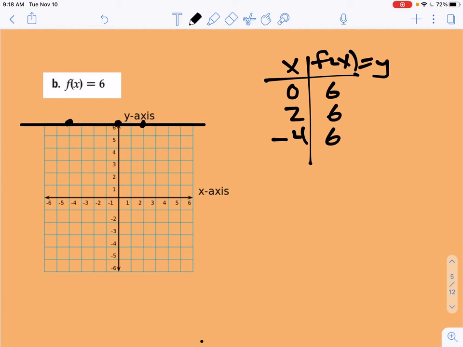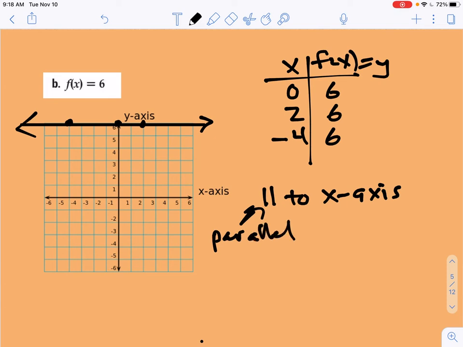Try to straighten it out a little bit. It is parallel to the x-axis. And because it is parallel with the x-axis, I'm going to say parallel to x-axis. That symbol is the sign for parallel. So it's parallel to the x-axis.